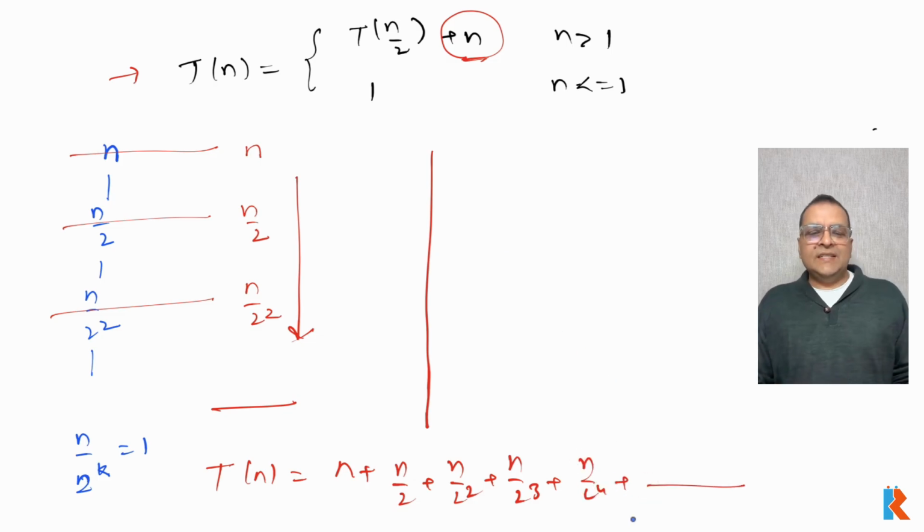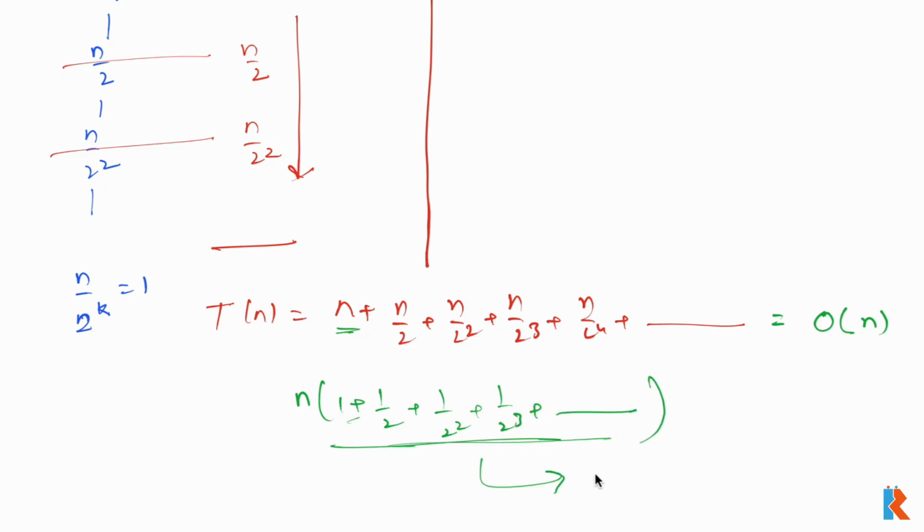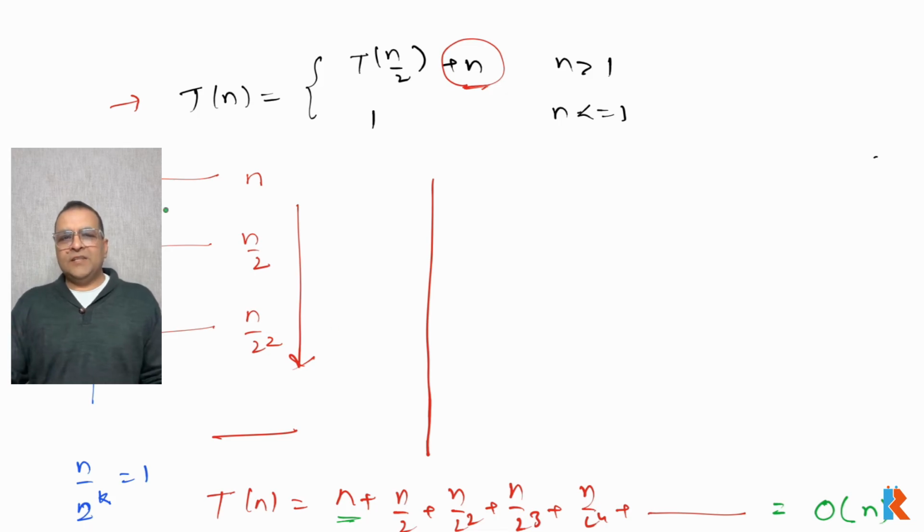Now this is a decreasing GP. The sum of a decreasing GP is big O of the first term of the GP, which is big O of n. If you want, you can take n common, and then we will be left with 1 plus 1/2 plus 1/2² plus 1/2³ plus so on. Now the sum of these numbers will be equal to 1 plus 1, that is equal to 2. So 2 is the upper bound for this, which means that the entire equation comes out to be 2n, hence order of n. So this is how we can solve it using the function call tree.